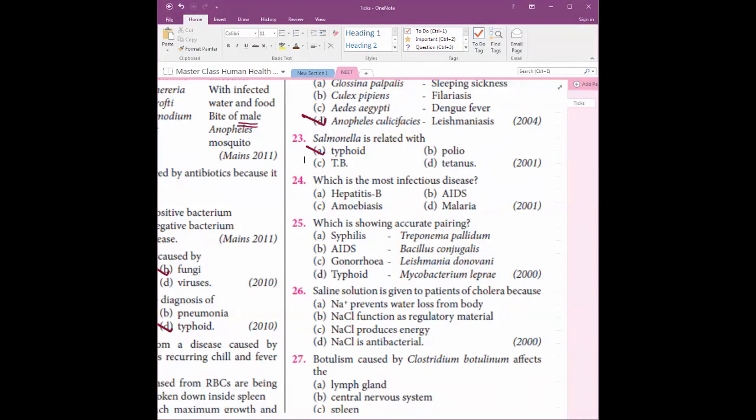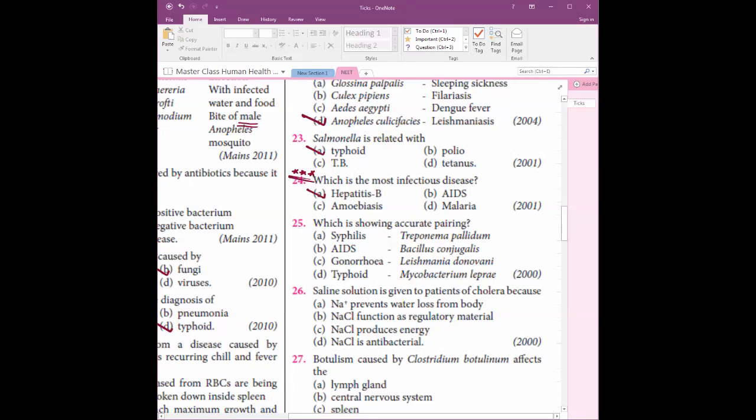But guys, remember, not more deadly, but the one who is more infectious is hepatitis B. Okay, guys, remember this is a trick question. Keep this in mind. Our natural tendency would be to go and write AIDS. So keep this in mind.